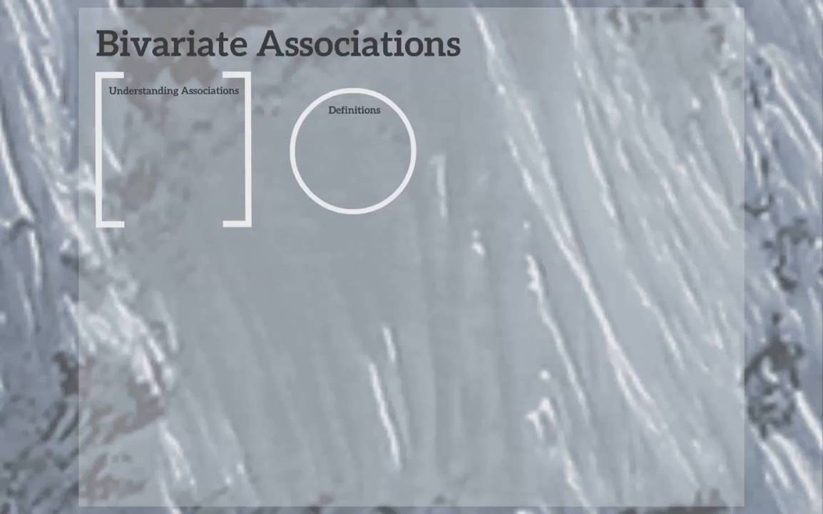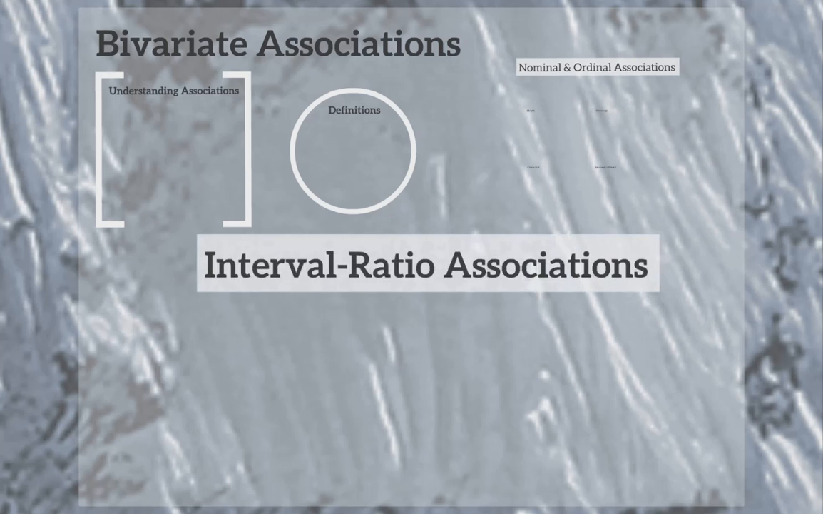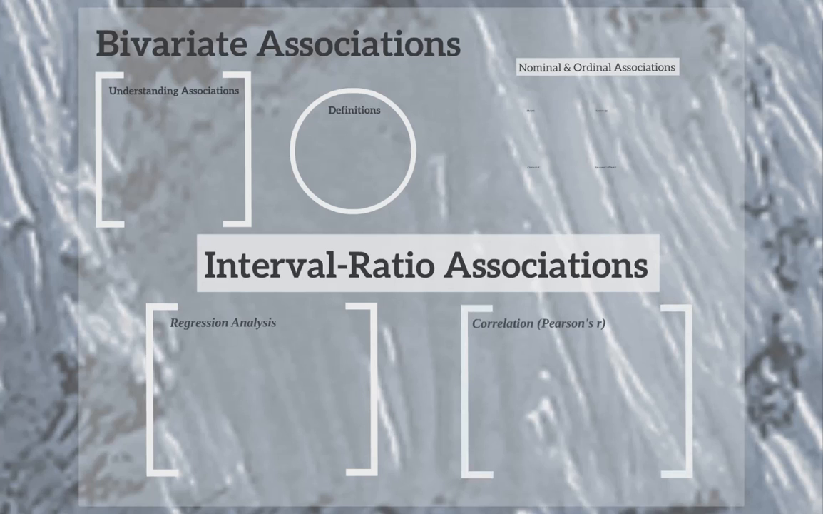So this section of lectures is going to be, again, talking about bivariate associations. And so what we're going to do is spend one lecture discussing nominal and ordinal associations, and then we'll spend another couple lectures actually, talking about interval ratio associations, and specifically regression analysis and correlation. And these are both very closely related, and they utilize similar statistics.